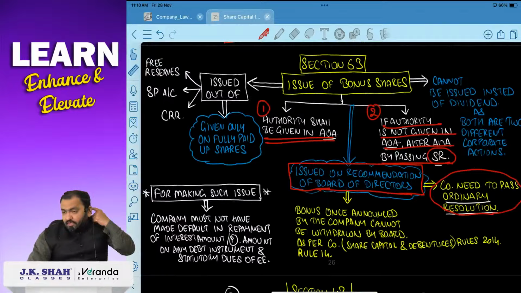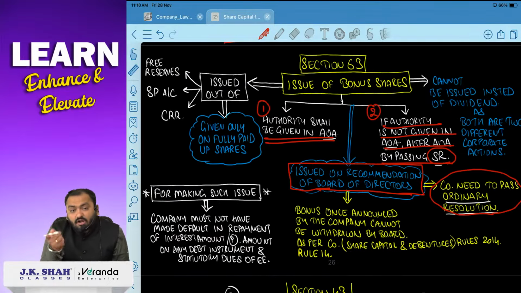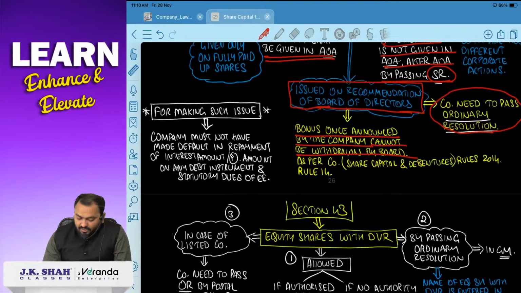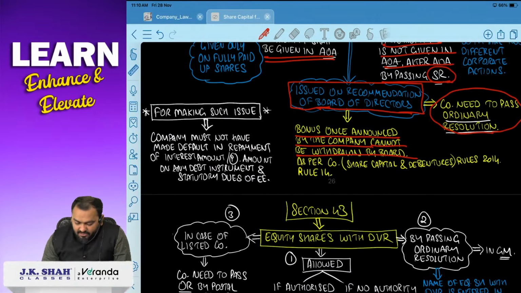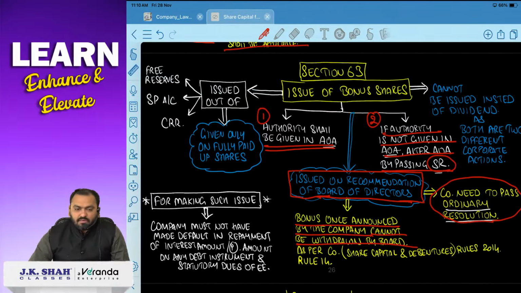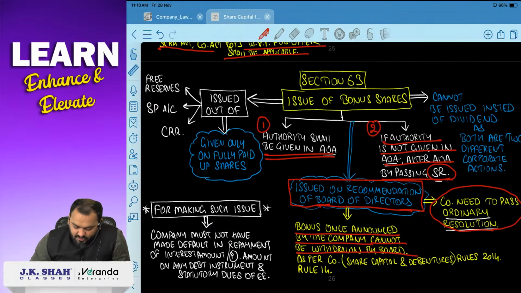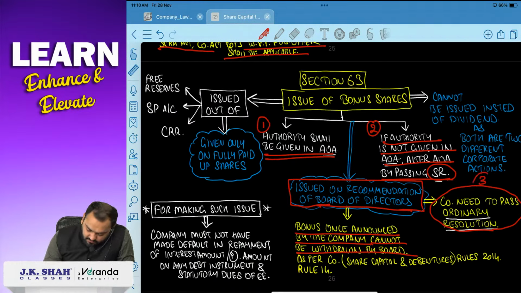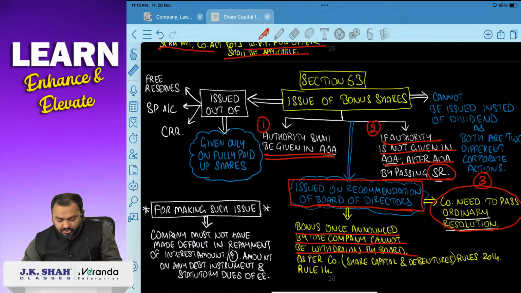But first, authority must be given in AOA. If AOA is not allowing, then pass SR for altering AOA. And then pass OR for this issue. Once the bonus shares are announced by the company, cannot be withdrawn by the board. Okay, that is as per company share capital and debenture rules 2014, rule number 14. Okay, once announced, cannot be revoked. Very simple. So this becomes your third point, that is passing ordinary resolution.